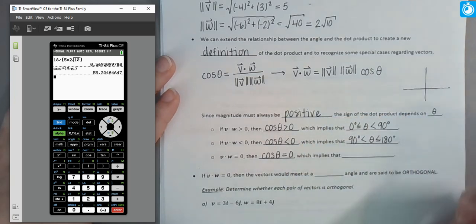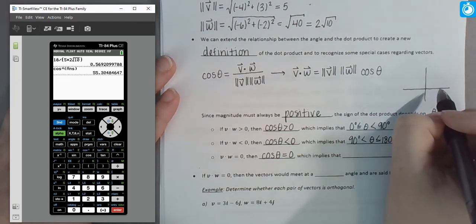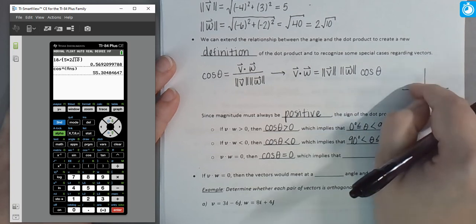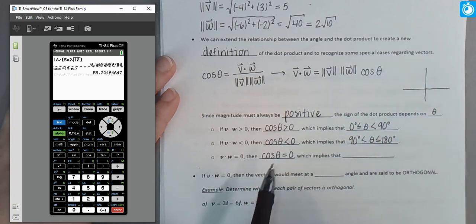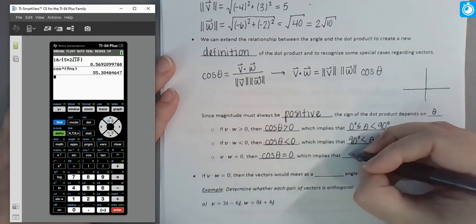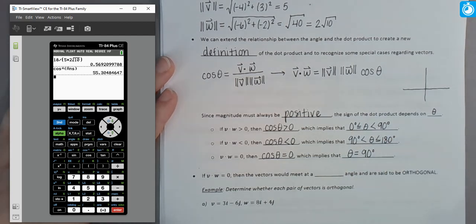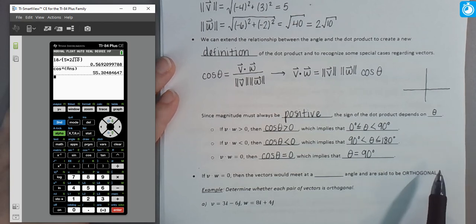Well, what do we know about the angle if the cosine is equal to 0? Well, if we're only looking at angles between 0 and 180, since that's the furthest amount we could take to go from one vector to another, the only angle that would result in a cosine of 0 would be an angle of 90 degrees. When we have two angles that are separated by 90 degrees, we have what we think of as a special case. So angles or vectors that meet at a right angle are considered to be special. We have a name for them. They are said to be orthogonal.